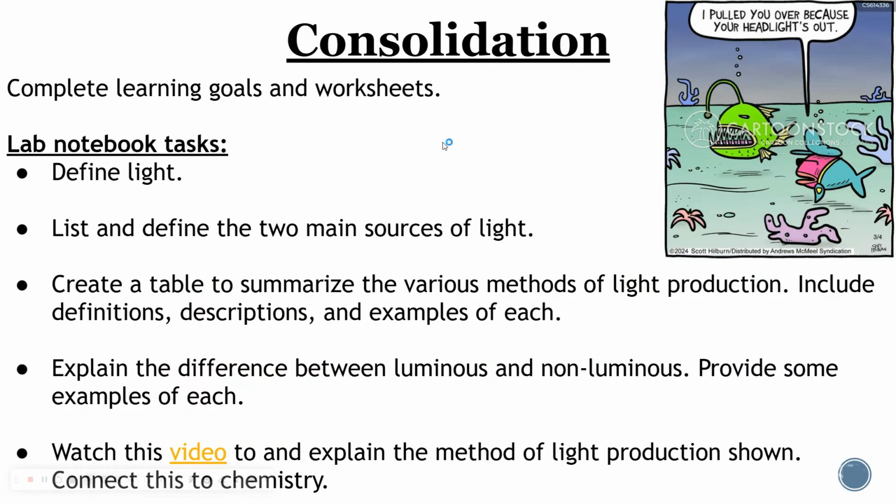You can complete learning goals and worksheets provided as practice. Make sure you review important definitions and understand examples of each type of light production. Be able to define what light is. As you think about how you're going to summarize the unit in your lab notebook according to your teacher's direction, these are some guidelines that you can use for this particular lesson.